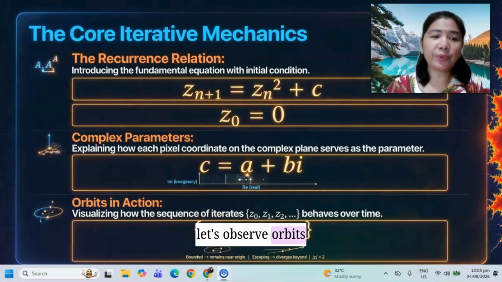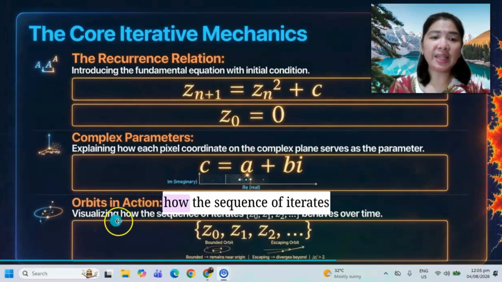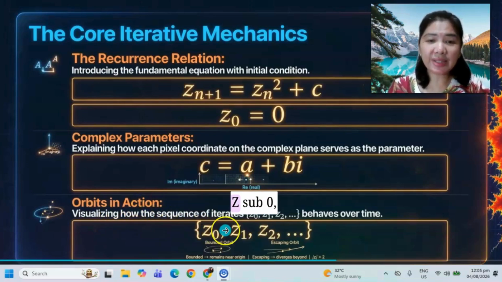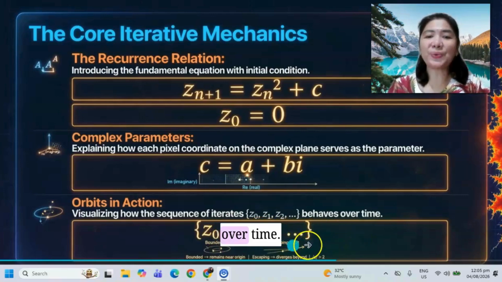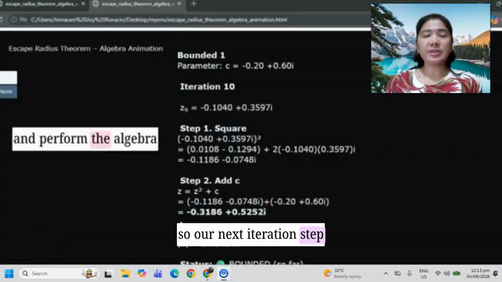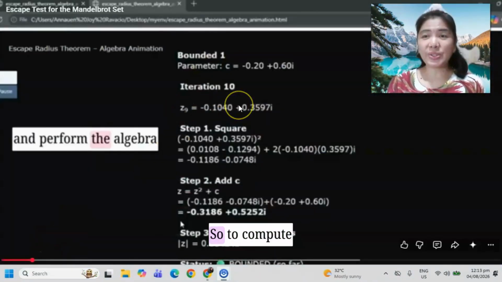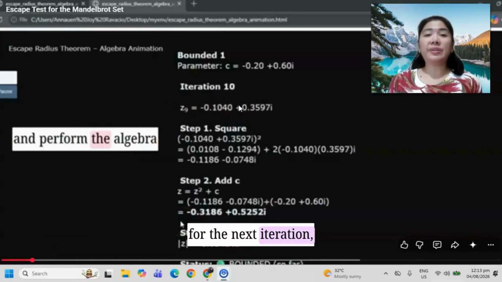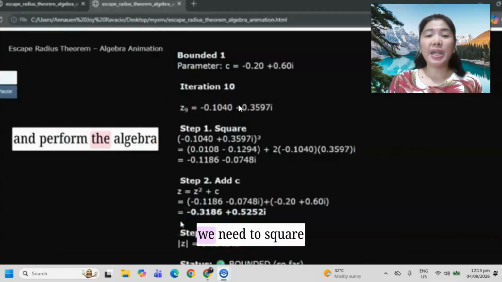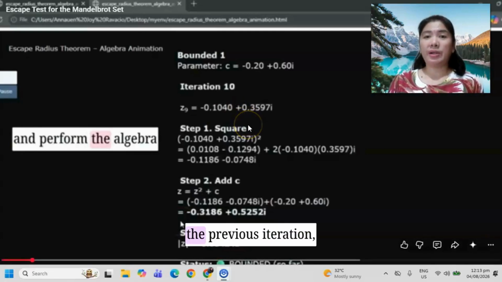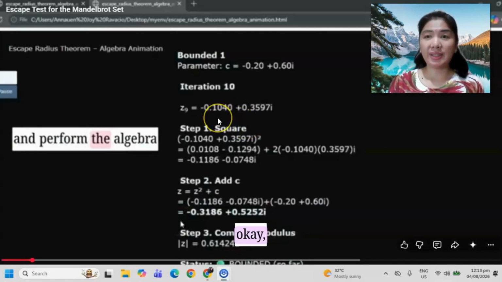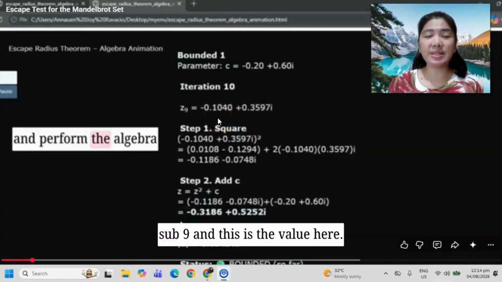Finally, let's observe orbits and iterations, visualizing how the sequence of iterates z sub 0, z sub 1, z sub 2 behaves over time. Alright, so our next iteration step here is iteration 10. To compute for the next iteration, that's iteration 10, we need to square the previous iteration, which is z sub 9, and this is the value here.